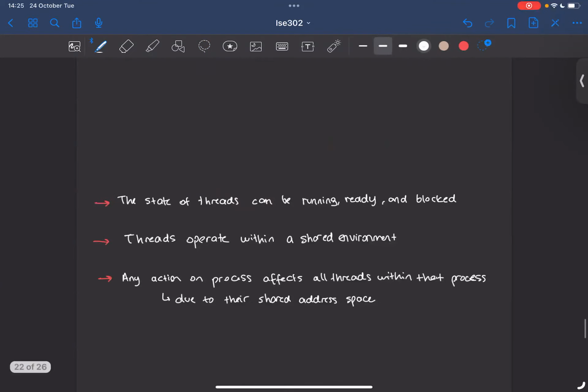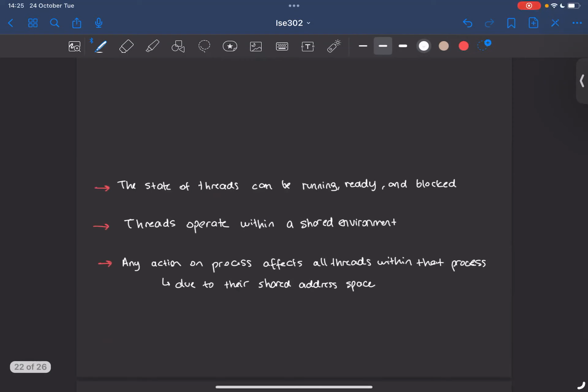So let's discuss the different states that threads can be in and explain the unique characteristics of threads within the same process in detail, okay? So threads, the fundamental units of CPU utilization, can exist in one of 3 states. In the running state, a thread is actively executing its instructions on the CPU, okay? It's similar to the running process state. Only one thread from a process can be in this state at any given time, and the CPU is currently processing the commands of this thread, okay?